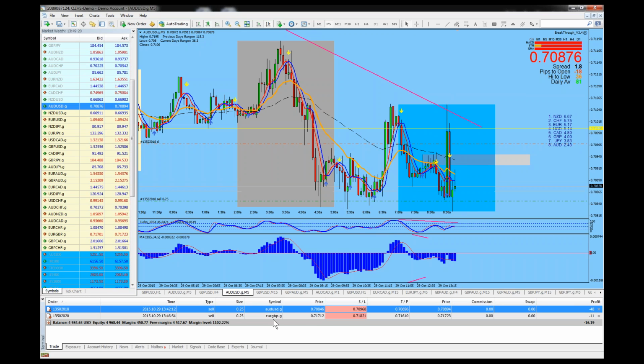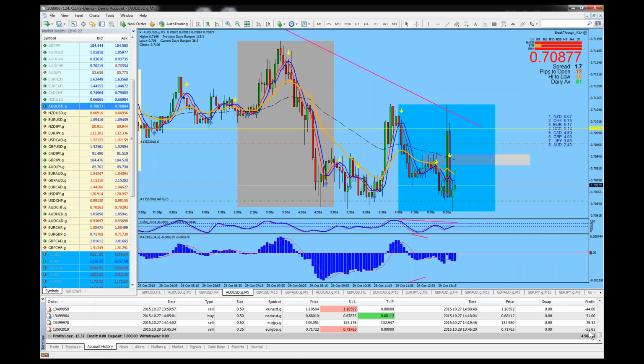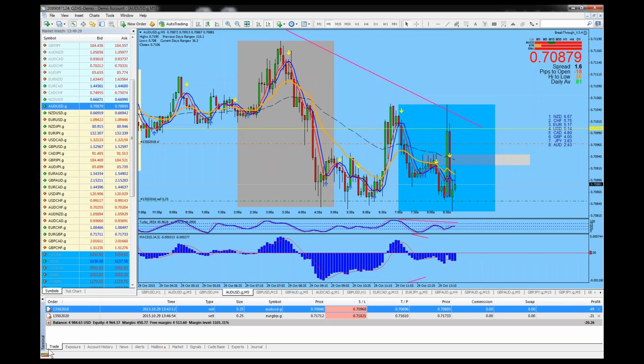Oh, I'm just ticked at that Euro Pound thing. That was just stupid, not paying attention. But it was only $15. So it's not devastating.